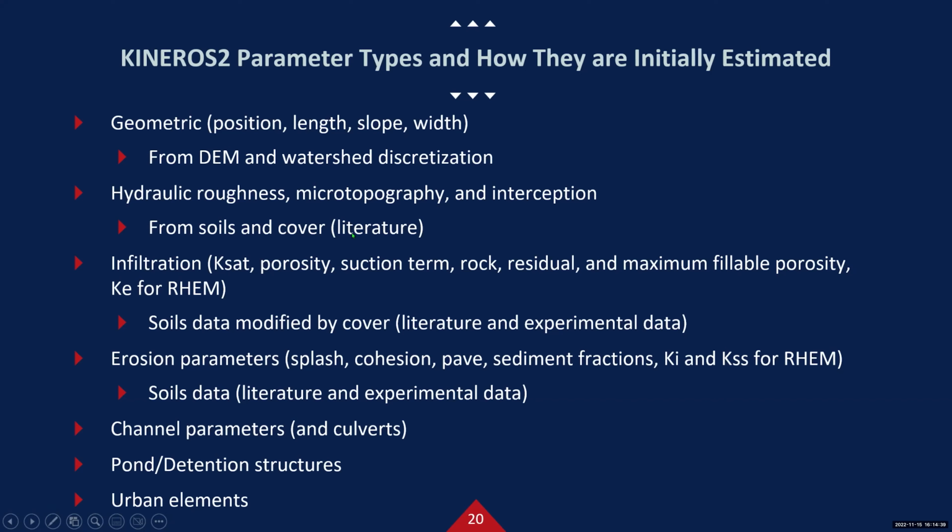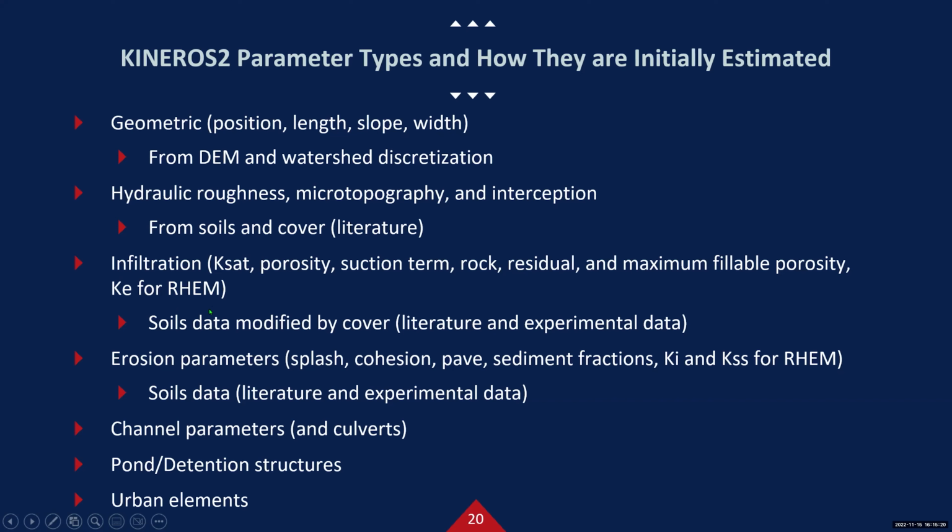So again, we only have DEM data, we only have soils data, and we have land cover data. So we have to get all of these parameters that you see here out of those three data sources. So this is where we develop lookup tables, either from experimental data or the best literature we have. So now we also need, again, infiltration data, and that's the saturated hydraulic conductivity, the porosity, suction term, rock, and there's a residual and maximum fillable porosity. A lot of these are reduced to the effective infiltration value for RHEM.